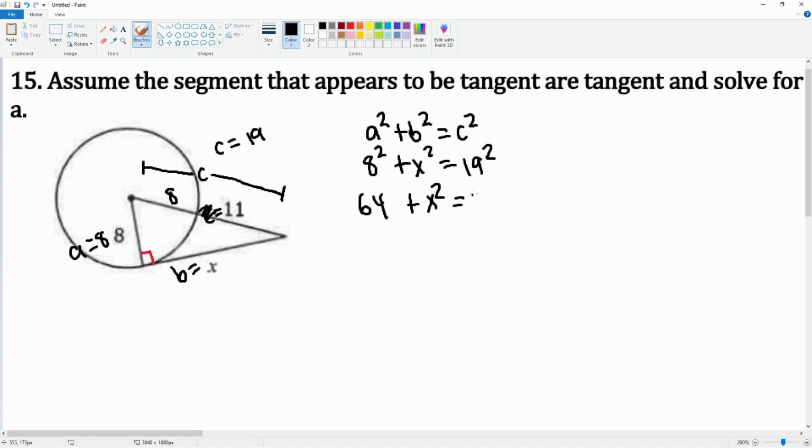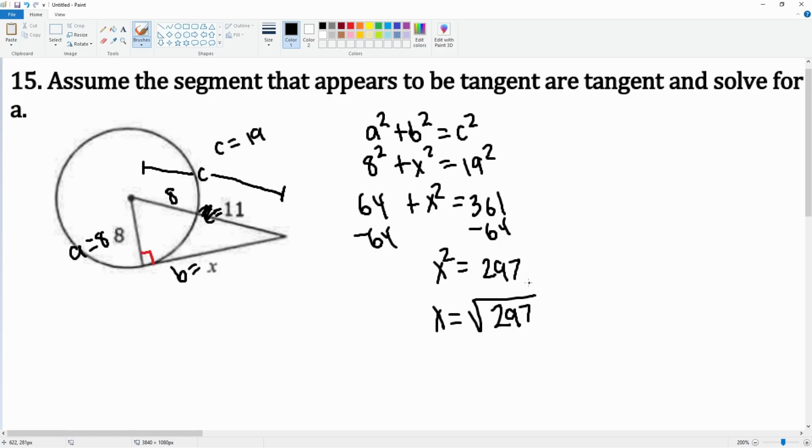That is 361. Subtract 64 from both sides. 361 minus 64. This gets you x squared is equal to 297. Square root both sides. X is equal to the square root of 297. That is x is approximately 17.2. Okay, so that is what x has to be for this to be a tangent.